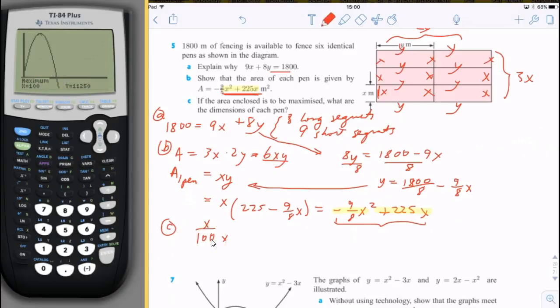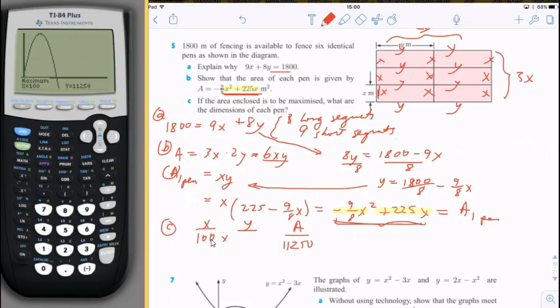And it looks like it says y equals 11,250, but be careful because this y is not the y that we have here. It's not small y, it's a big y. And the y in this case is actually whatever this function equals, which remember is the area of one of the pens, right? So x equals 100, and the area is equal to 11,250. What is the y dimension equal to?